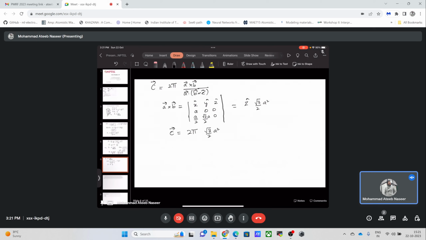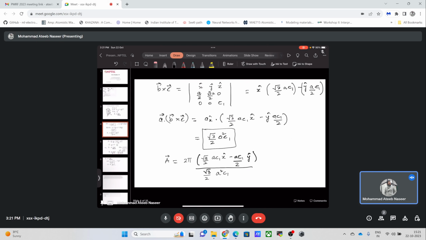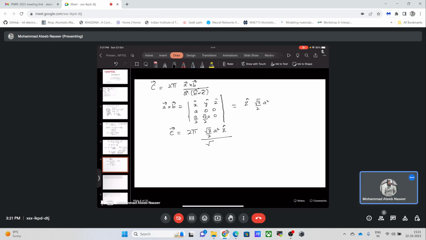Now this vector c is simply 2 pi times a cross b, which is root 3 by 2 a square z hat, divided by a dot b cross c, which is root 3 by 2 a square by c1. So this will cancel out, this will cancel out, and we will be left with simply 2 pi by c1 times the z hat. This is the value for reciprocal lattice vector c.